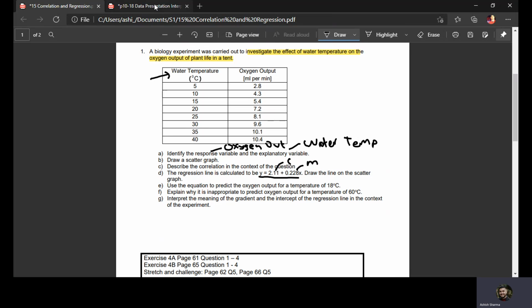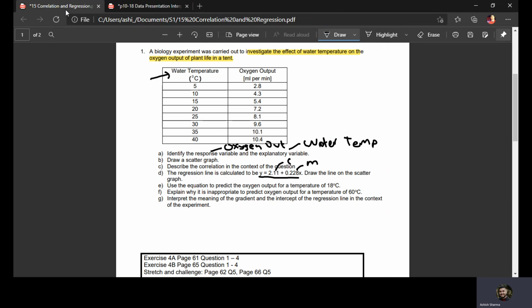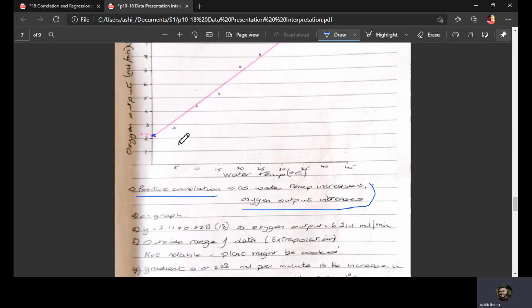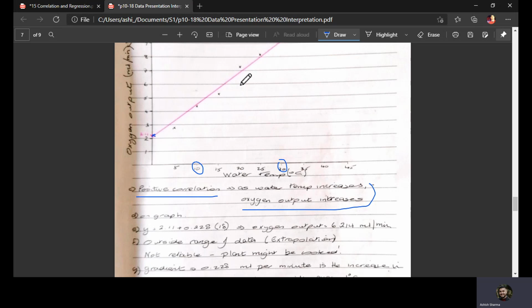So if we had to draw this line, which is what they're saying in part D, draw the line on the scatter graph, well, 2.11, that's easy. That's going to be there. That's your y-intercept. But how do you draw the rest of the line? Because you need 2 points. What I always say is, make a coordinate. If you can pick, let's say, x equals 10 or x equals 30, why not substitute that in to the equation, find what the y value is, and then you can plot another point.